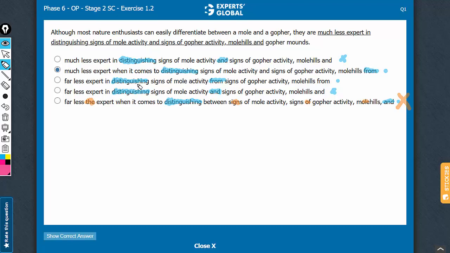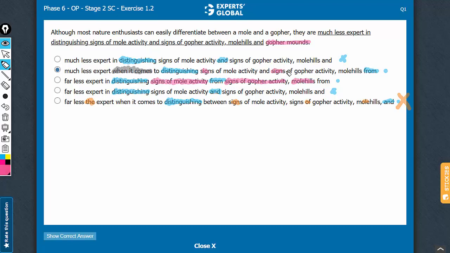See, the usage is that they are far less expert in distinguishing. This part here, let's call it A from B, comma, C from D. So see, in any one phrase, distinguishing is comparing between 2 things, distinguishing A from B and then C from D. This is the construction. What answer choice B does is, it says much less expert when it comes to, so there is a bit of redundancy, awkwardness issue here.